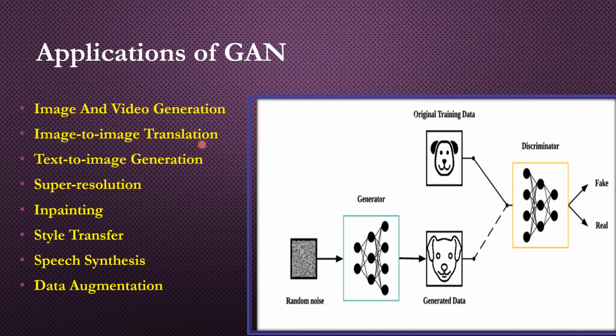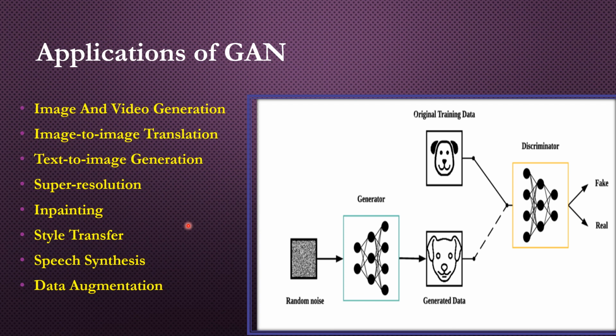So GANs can be used to increase the resolution of low resolution images, making them appear sharper and more detailed. Then comes inpainting. So here GANs can generate realistic images by filling in missing parts of an image, such as repairing damaged or censored images. Then comes style transfer. So the GANs can transfer the style of one image onto another, allowing for the creation of images with unique styles and compositions. Then comes speech synthesis.